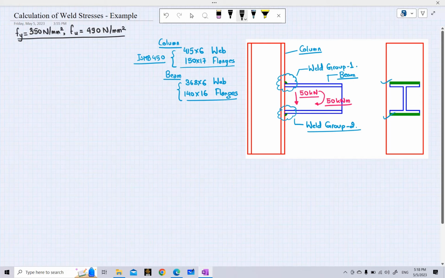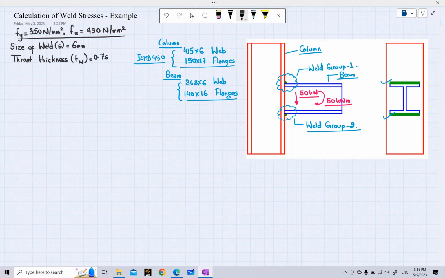To begin with the calculation, let us first assume a size of our weld. Let us say that the size of weld that we have adopted is a weld of 6 mm. From this size we can calculate the throat thickness of the weld. This throat thickness is given by the value 0.7 times S. So 0.7 times the size of weld gives us 4.2 mm.